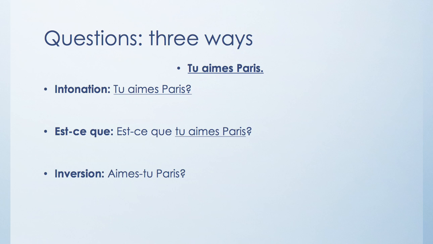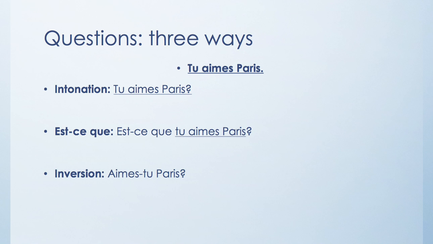Let's start with the easiest one, which is the intonation of the voice. You simply change the intonation of the voice. Tu aimes Paris? See, you don't change anything in the sentence. You just add the punctuation, of course.